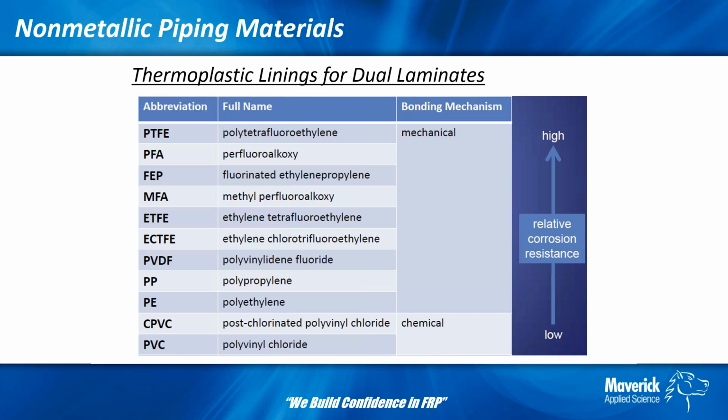So drilling down on the thermoplastic linings, here's a slide showing a variety of them, from the bottom being PVC, also the cheapest, all the way up you see polyethylene and polypropylene, that's your polyolefins. And then above that, you see your fluoropolymers: PVDF, ECTFE, FEP, PFA, which are typical for your dual laminates. And then PTFE would be a lining that we see quite a bit with our lined steel as well.